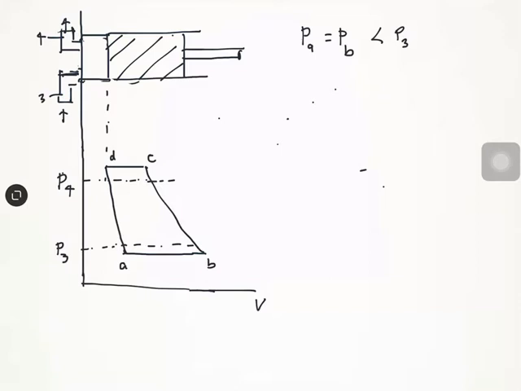And the cylinder pressure during discharge, PC, is equal to PD and may be greater than the discharge line pressure P4. This is our suction at point 3 here, and this is our discharge at point 4.